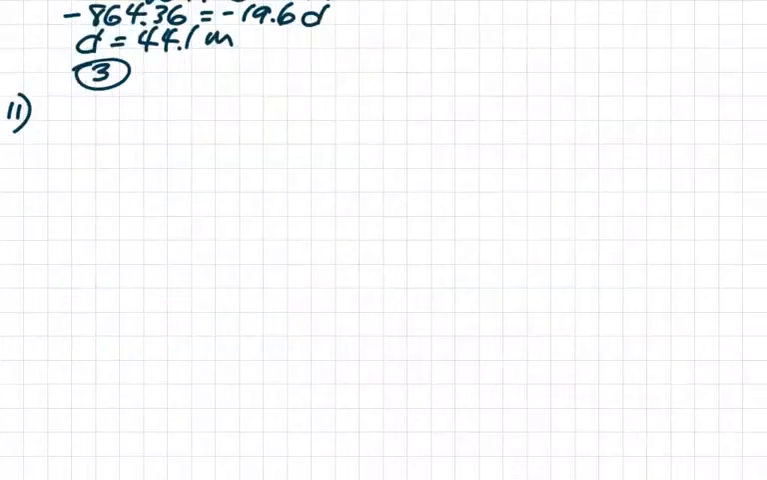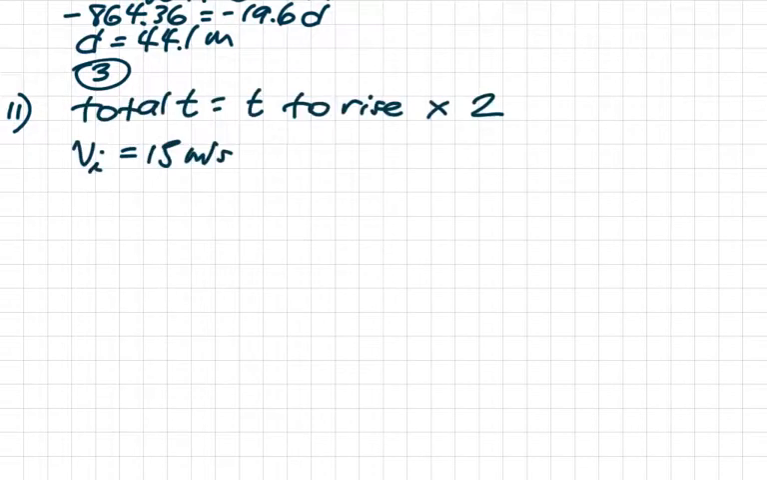Next, 11. Now 11 is interesting because it's asking for the total time. Well, the total time is double the time that it takes to rise or fall, because the time that it takes to rise is the same as the time that it takes to fall, ignoring air resistance. So if you want the total time, you just find the time to rise or the time to fall and double it. So we've got a soccer ball being kicked, and it's not going straight up, but we have the initial vertical velocity. That's really all we need.